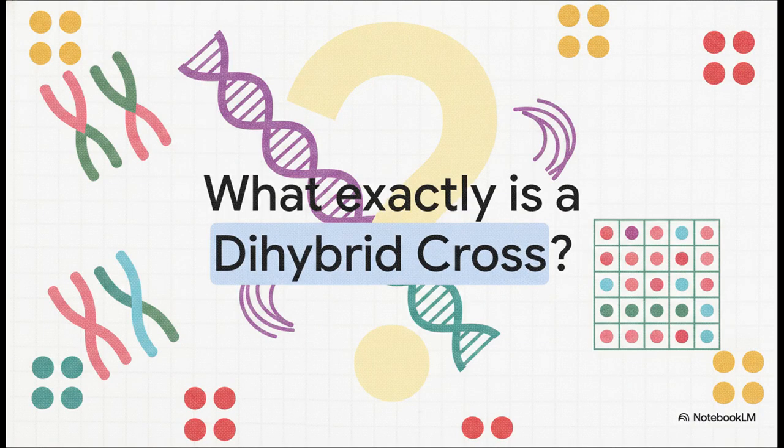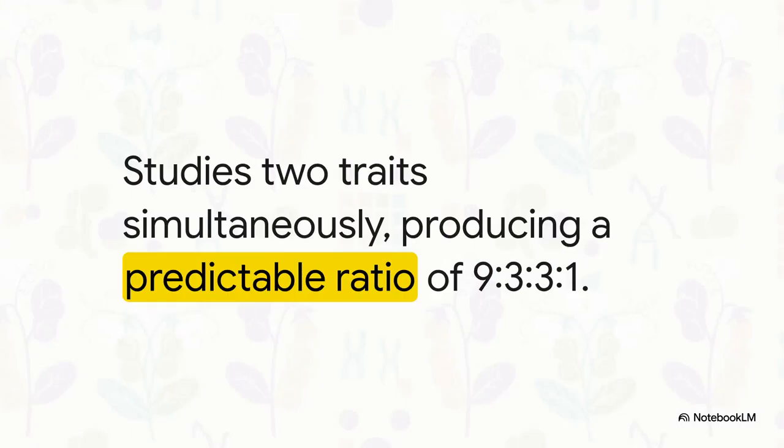Okay, let's step up the complexity one final time. If a monohybrid cross tracks just one trait, what do you think a dihybrid cross is? Take a wild guess. Let's see how this builds on everything we've just learned.